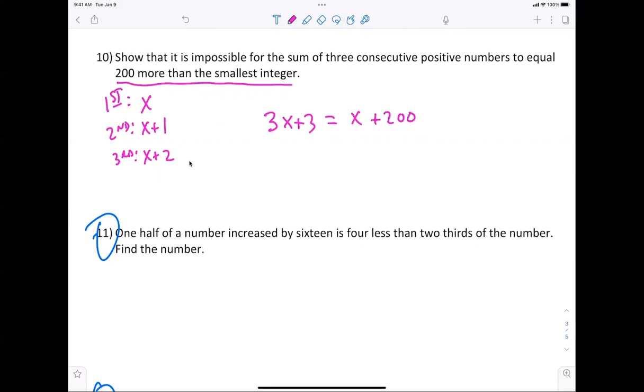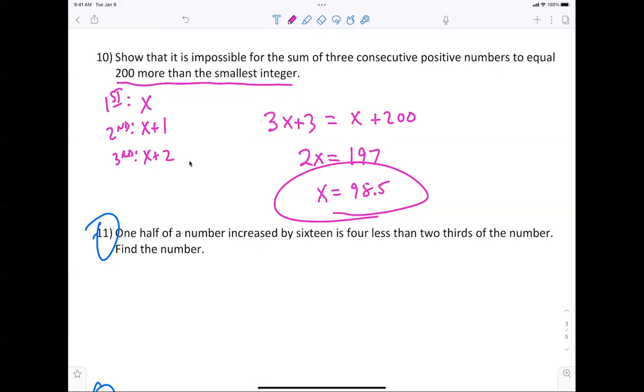So then you would subtract the x. So 2x equals 197. And now if I divide that, that becomes 98.5, right? Is 98.5 an integer? No, it's not an integer. So it can't be possible. It's not possible.